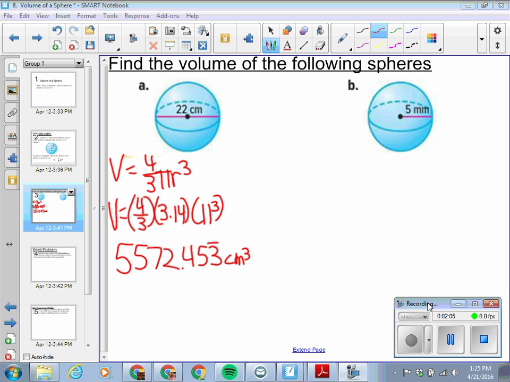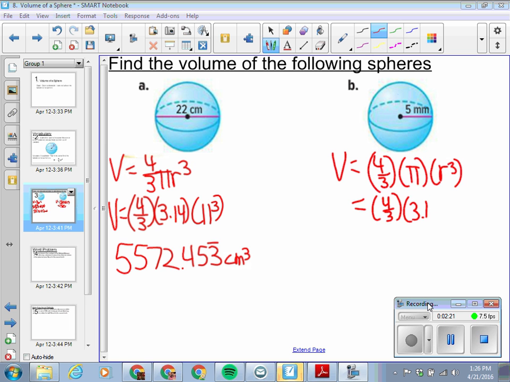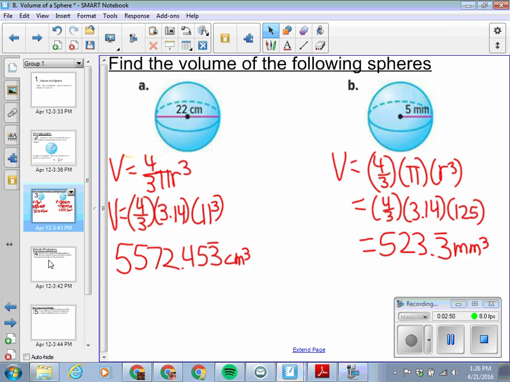So now over here we have a sphere with a radius of 5. Again, kind of an awkward formula, so I'm just going to go ahead and make sure to keep writing this up. So we have 4/3 times 3.14. And 5 cubed we know is 125, or we should know at this point. So we go ahead and multiply these together for an answer of 523.3 repeating millimeters cubed. Okay, that is it. Now, word problems.